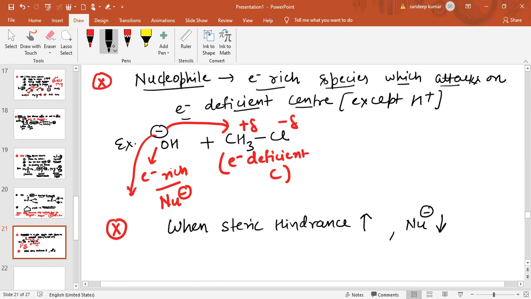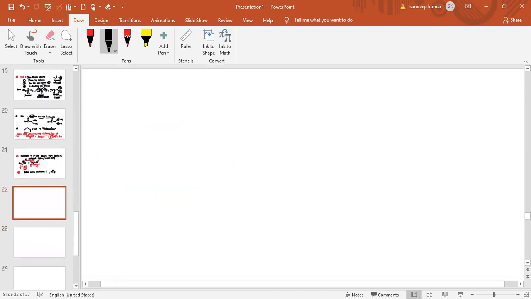So when steric hindrance increases, nucleophilic strength decreases. See with the example how we can explain this point. See how nucleophile is related to the steric hindrance. See, if a compound is given like this, CH3, and Cl. This is partial negative and this is partial positive.